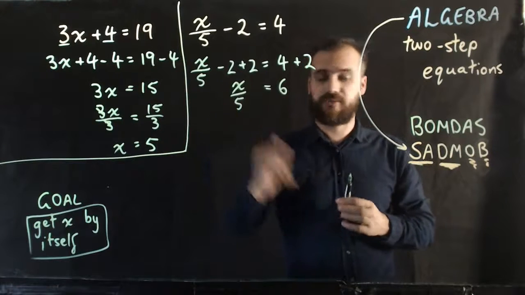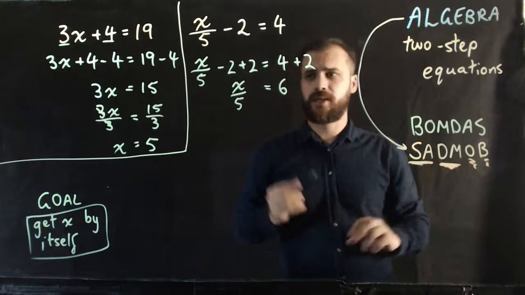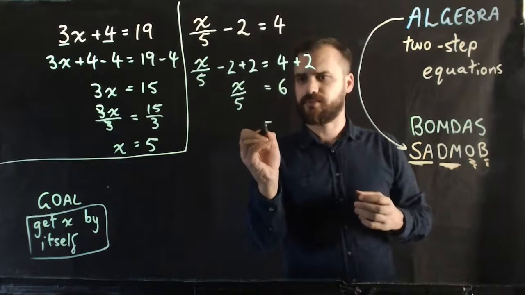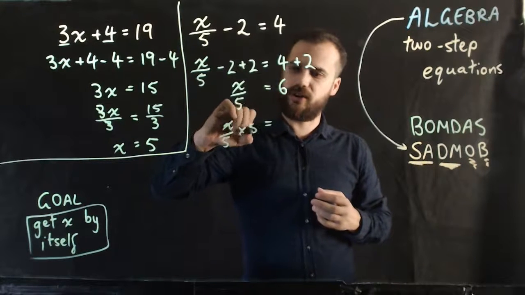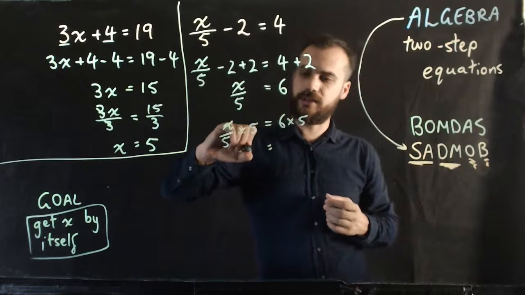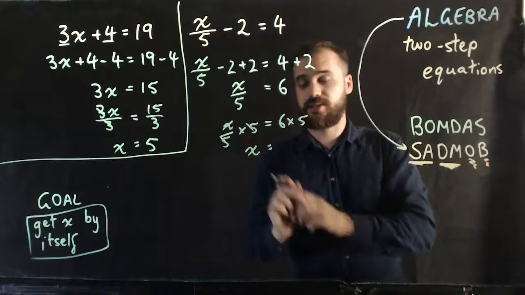So, in the initial equation, x divided by 5 minus 2 equals 4. If we put a 30 in there, 30 divided by 5 equals 6, minus 2 equals 4. Awesome, we got the right answer. So when you're doing two-step equations, there's only one thing you need to keep in mind. SADMOB, sad group of people. Okay, that's two-step equations.